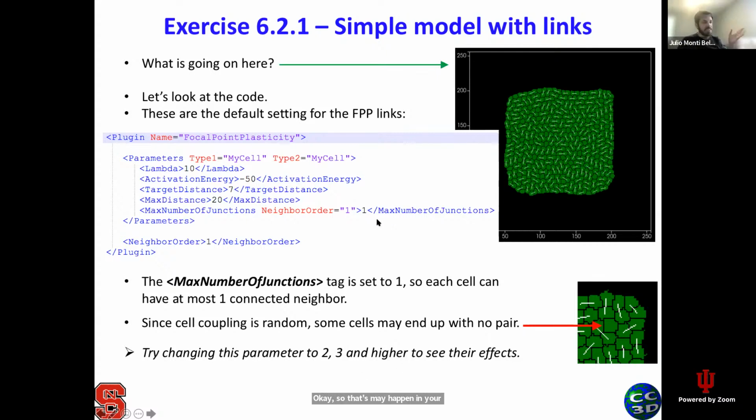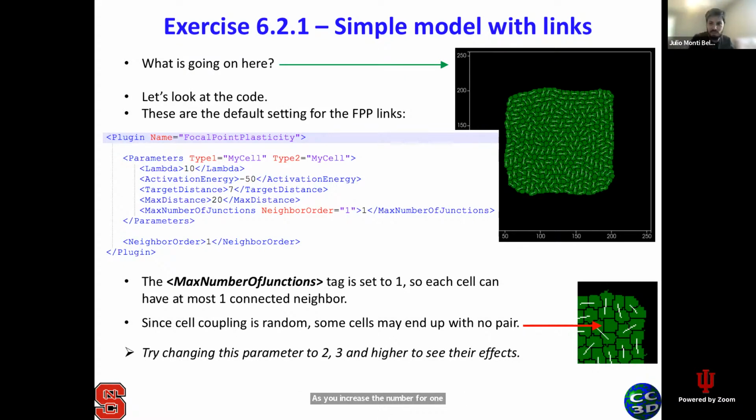So let's now try to change this parameter from 2 to 3 and higher, and tell me what you see. This is actually a parameter that you do not need to change in the code. You can go to the CC3D player itself, find the focal point plasticity plugin there, open it up, and change that maximum junctions directly there. Again, you can see the links forming as you increase the number from 1 to 2 to 3 to 4.